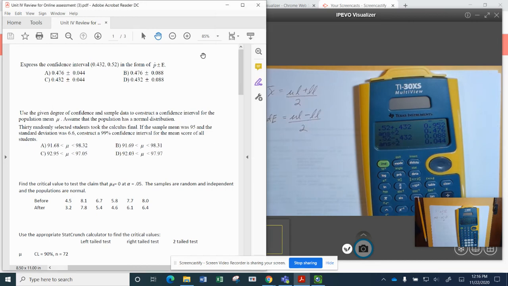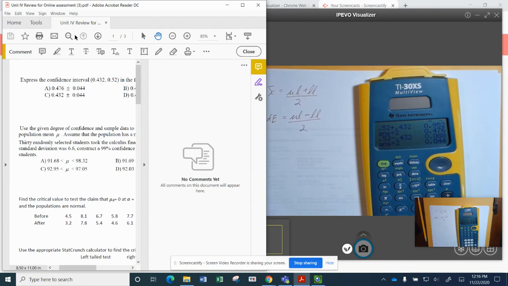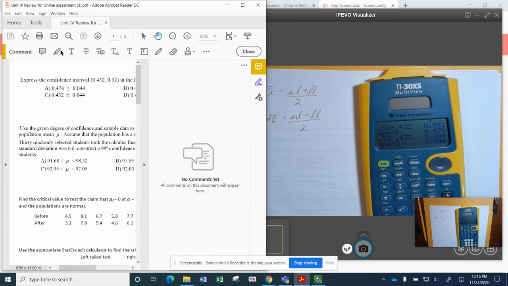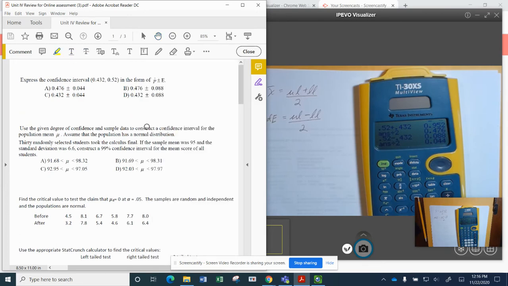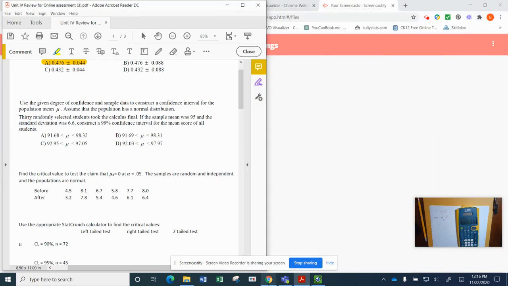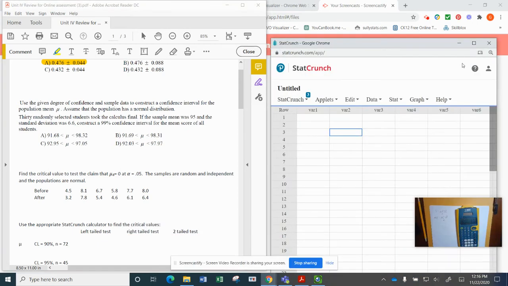So we're going to find that the first answer here, 0.46 plus or minus the 0.04. Okay, the rest of these, you're going to most likely be able to do them in StatCrunch. So I'm going to lower that down and open up StatCrunch.